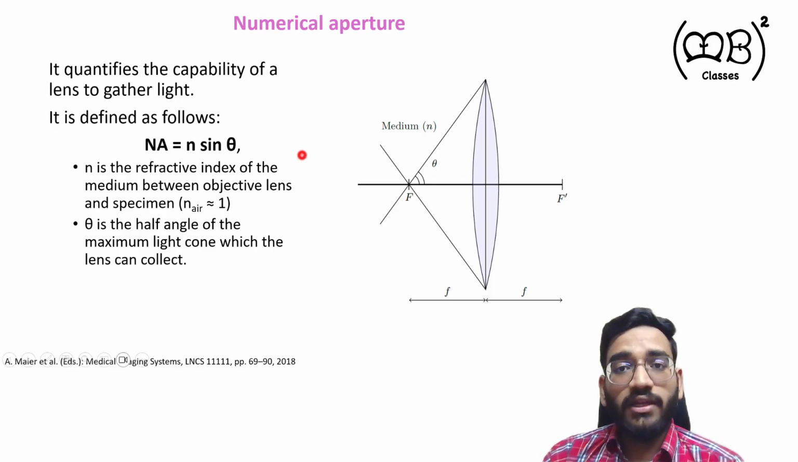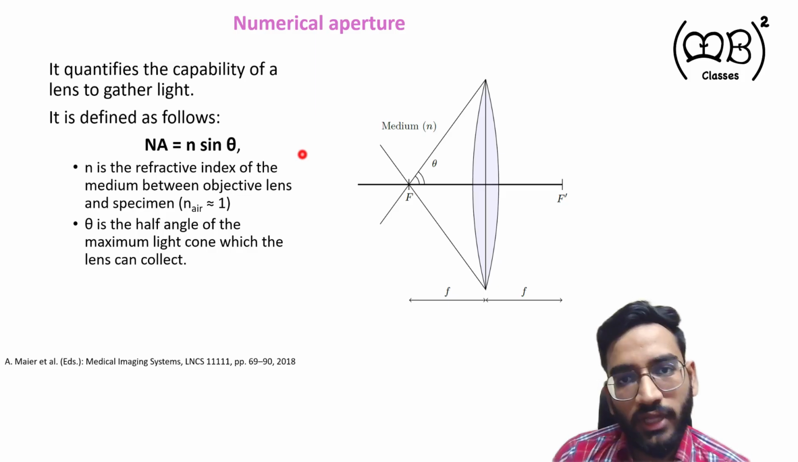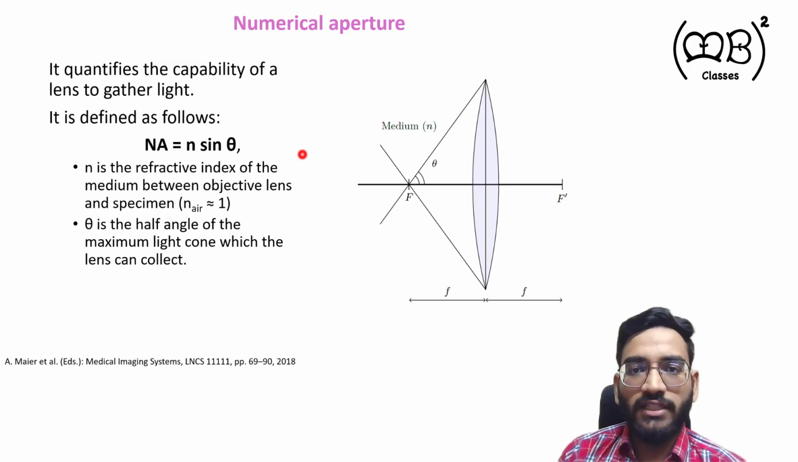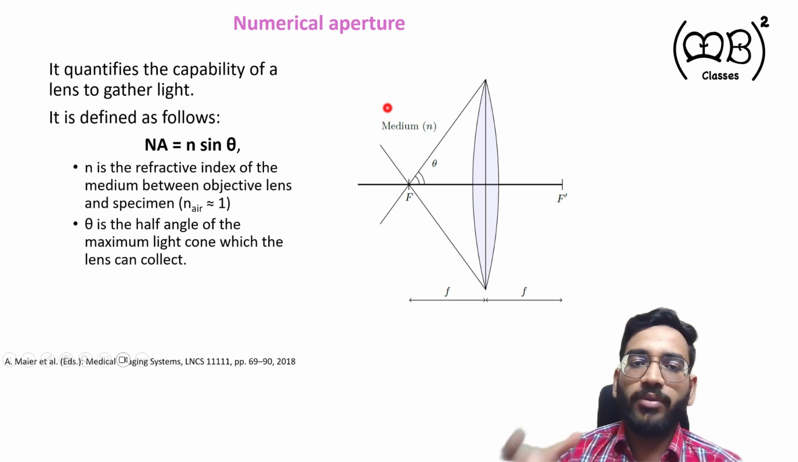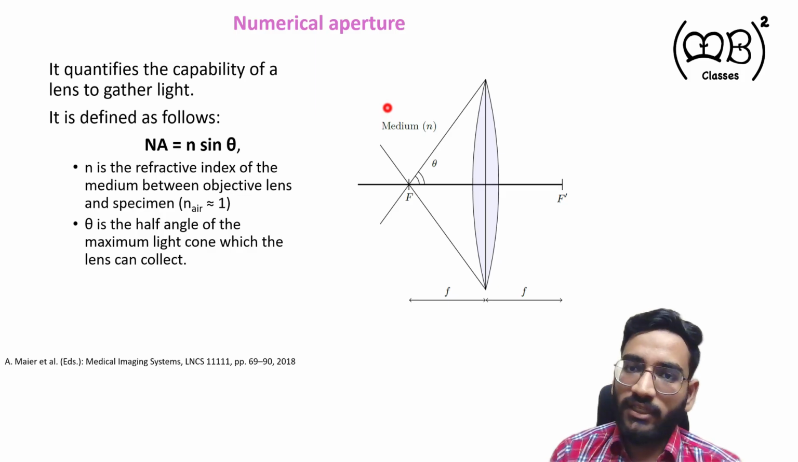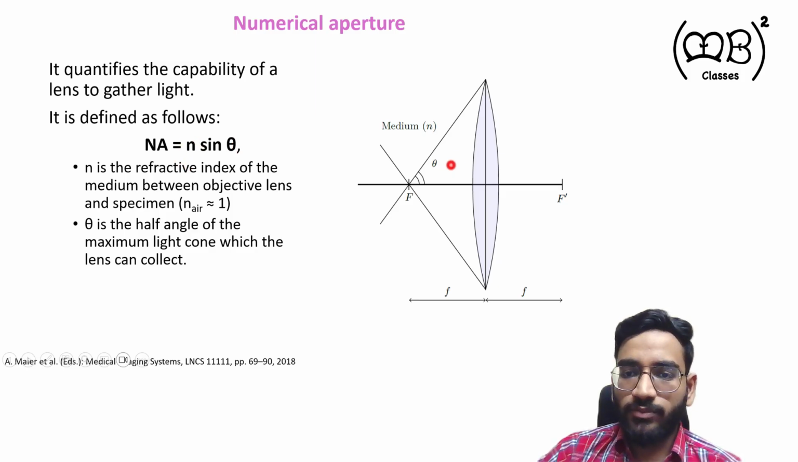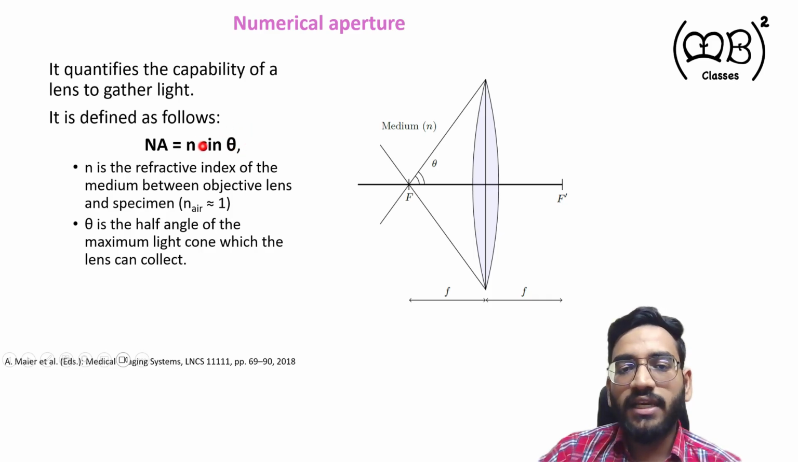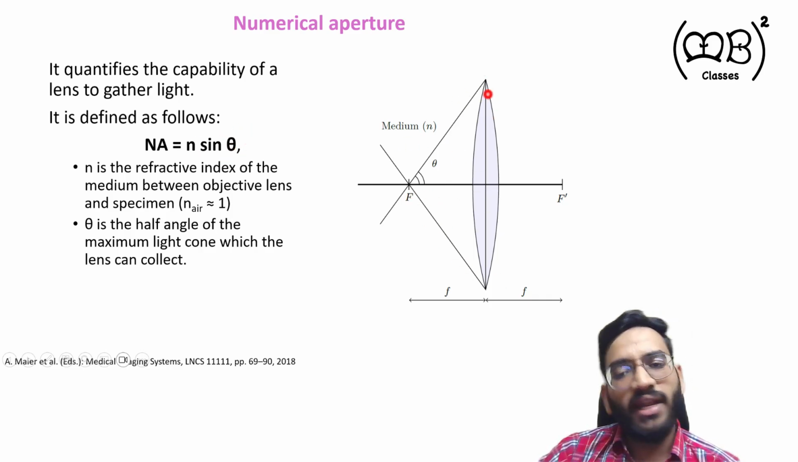Now coming to the numerical aperture which was written on the objective lenses. Numerical aperture keeps increasing with power. The more the power of the lens, the more the numerical aperture. What is actually the numerical aperture? It is the capability of the lens to gather light. Light gathering capacity of the lens is numerical aperture. So how do we calculate that? Numerical aperture is n sine theta. n is the refractive index of the medium between the objective and the specimen, and theta is half of the angle of the cone of light made by the object at any lens.